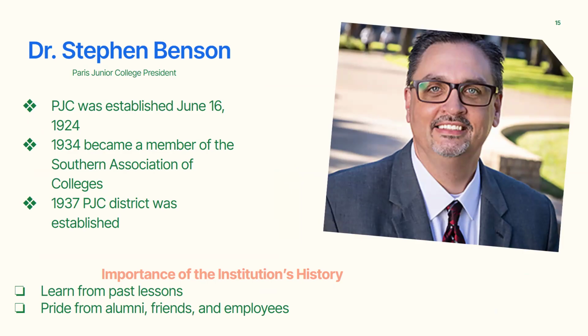In 1934, Paris Junior College became a member of the Southern Association of Colleges and Secondary Schools for accreditation. In 1937, Paris Junior College District was established by the board. The campus was moved to its present 54-acre site in 1940, and in 1949, the first Board of Regents was elected and began meeting. The college has been led by 9 presidents over its 100-year history.